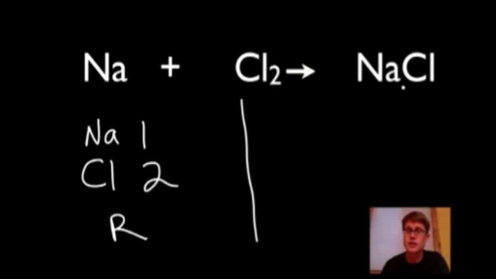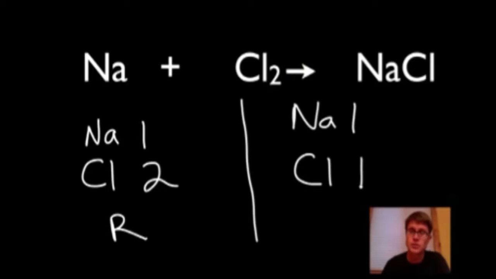Now let's go to the product side. How many sodium do we have? We only have 1 sodium. And how many chlorine do we have on the right side? Well, we only have 1 chlorine. So that's a problem, because on the product side, we only have 1 atom of chlorine. And on the reactant side, we actually have 2. So how could I fix that?